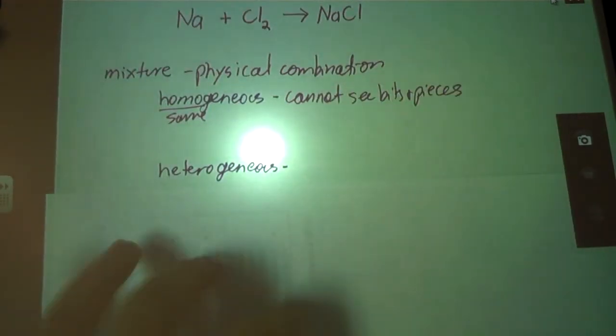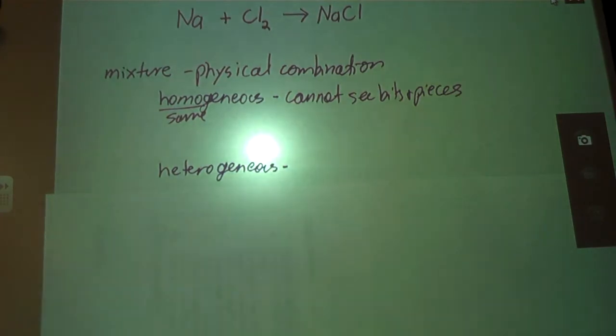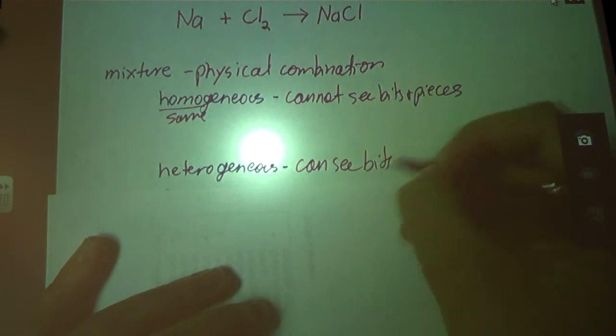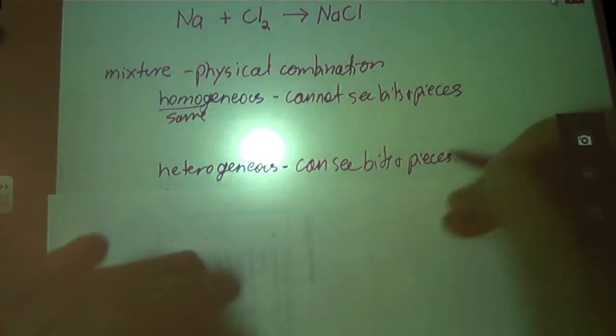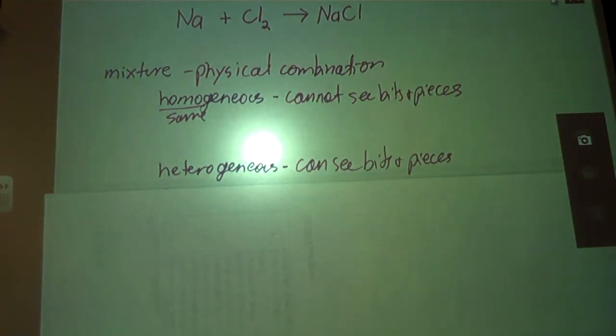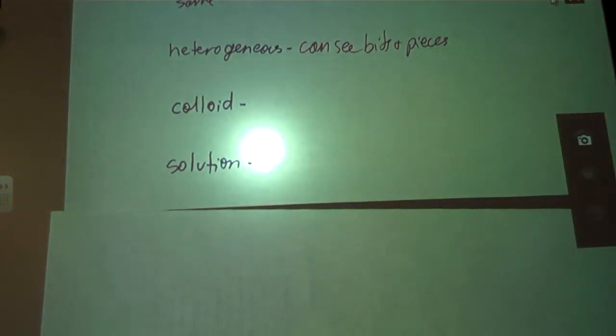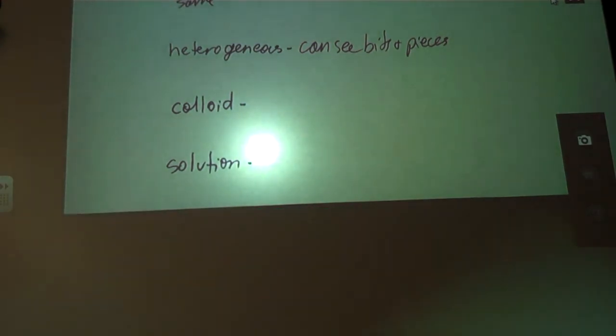The flip side of that is a heterogeneous mixture. And a heterogeneous mixture is one in which I can see the bits and pieces. Think pizza, Italian salad dressing, Chex Mix. Sand is actually a heterogeneous mixture, as you can see all of the bits and pieces. But again, these are mixtures, meaning they can be separated by physical means. A couple more types of mixtures that I just wanted to mention, to bring your attention to the fact that they exist.